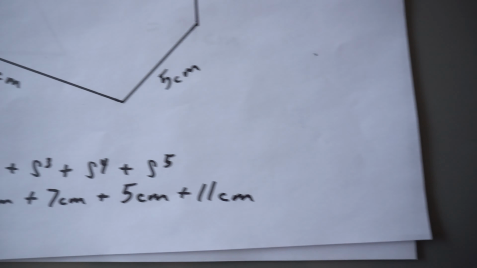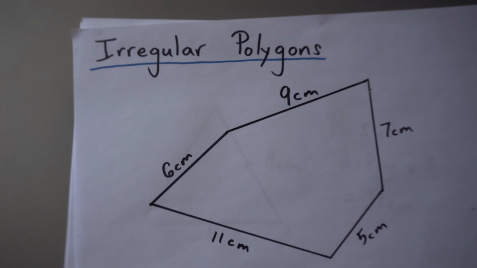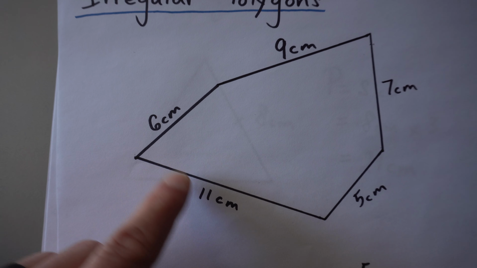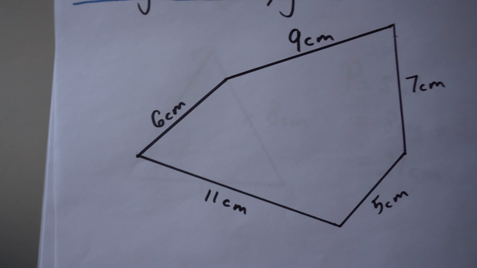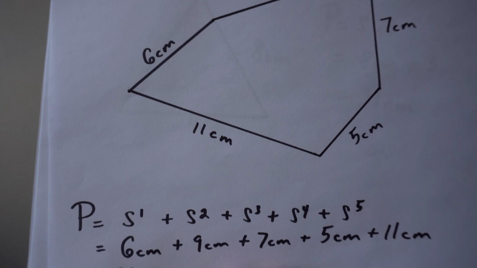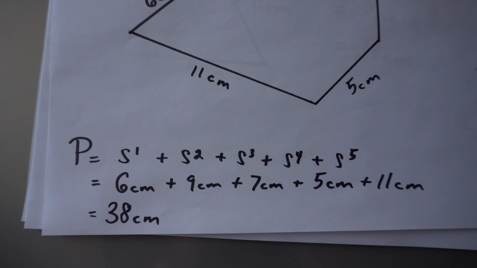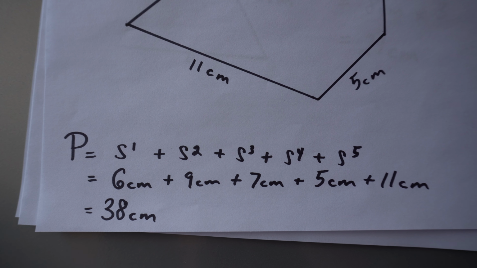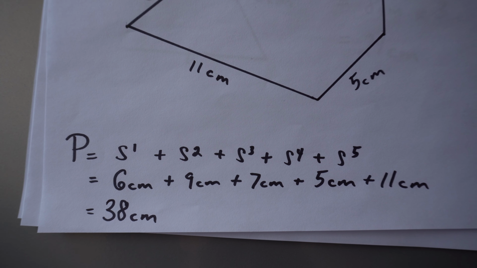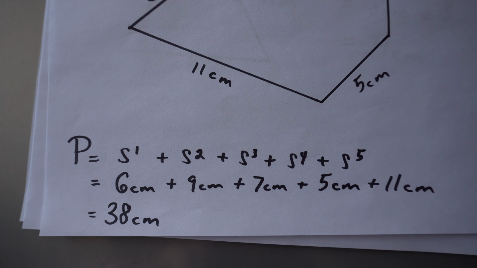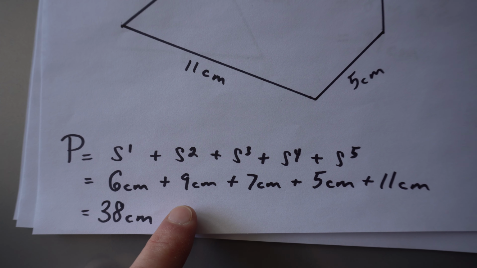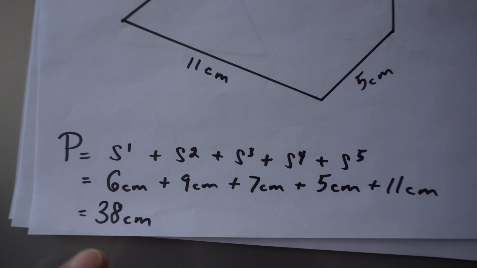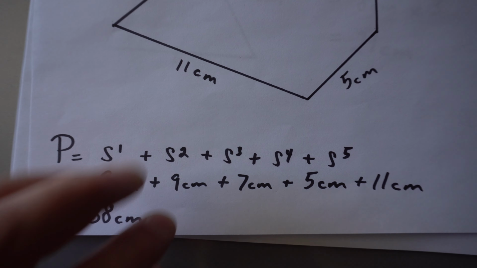Looking at some other examples here, we might have something like this, where each side has a different measure. Remembering our formula for irregular polygons, we'd say perimeter equals side 1 plus side 2 plus side 3 plus side 4 plus side 5. So 6 plus 9 plus 7 plus 5 plus 11 equals 38 centimeters.